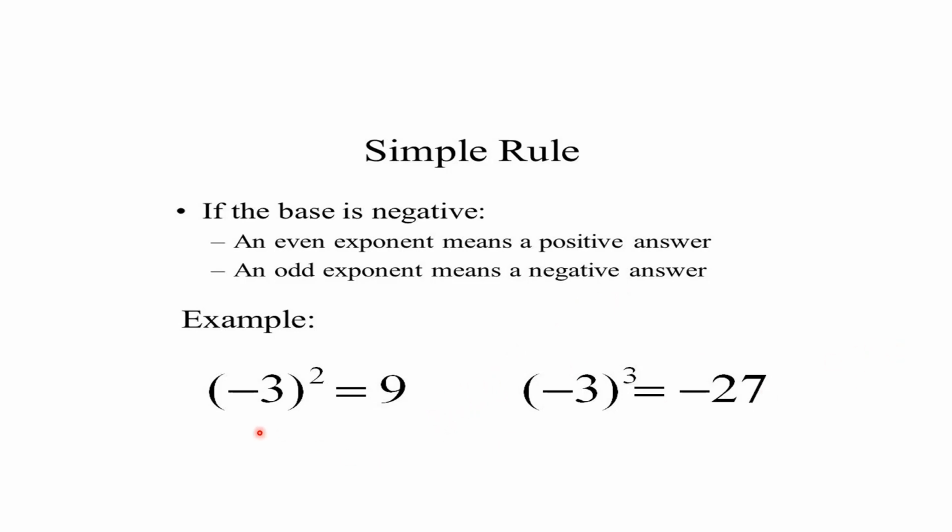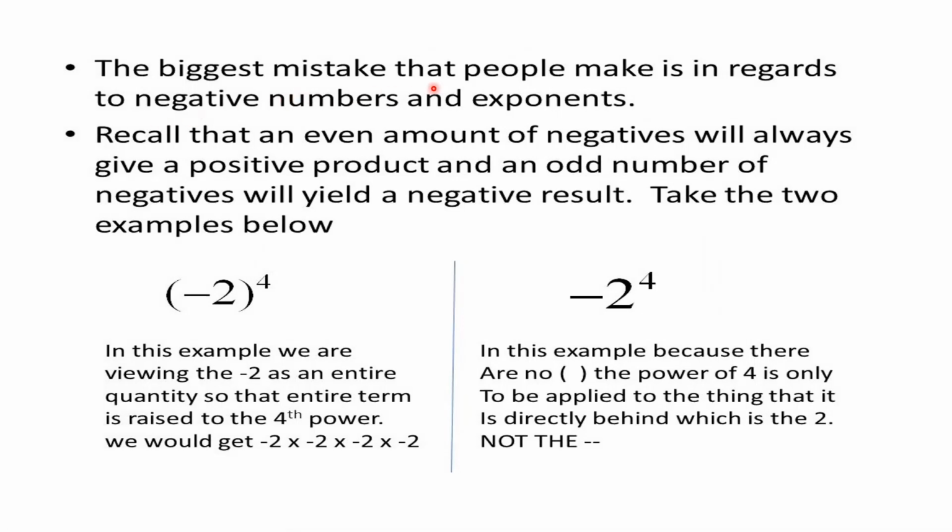Okay, if we look at our example, we have negative 3 to the second power ended up being positive 9. Negative 3 to the third power ended up being negative 27. Now, the biggest mistake that people make is in regards to the negative numbers and exponents. Recall that an even amount of negatives will always give a positive product, and an odd number of negatives will yield a negative result.